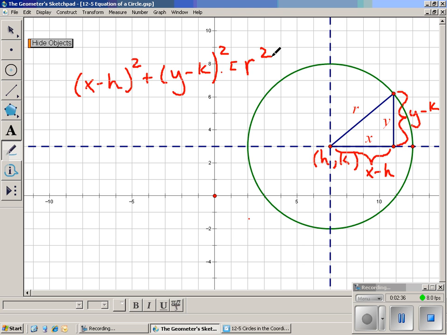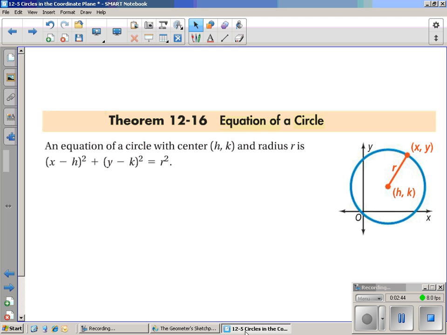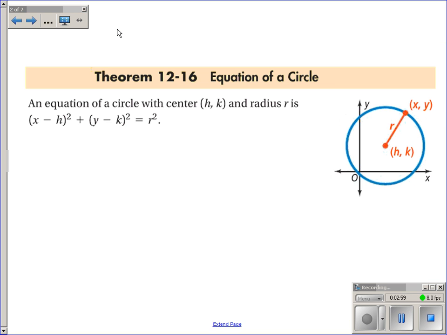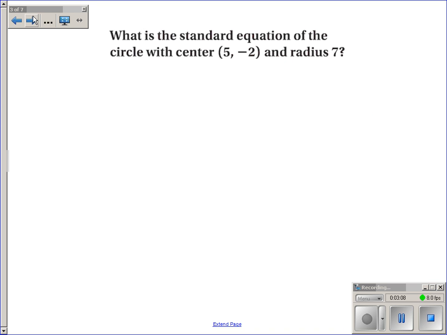Okay, and that is our formula for the equation of a circle, and we call this standard form. All right, so here it is from the textbook, x minus h squared plus y minus k squared is equal to r squared. Okay, now I hope this reminds you of the Pythagorean theorem, because it should. It also can remind you of the distance formula, because those ideas all come from the same foundation of the Pythagorean theorem.